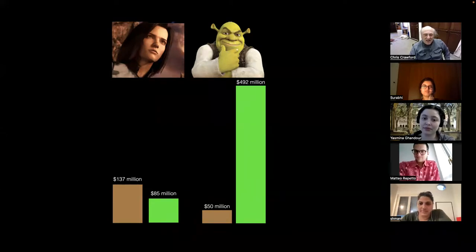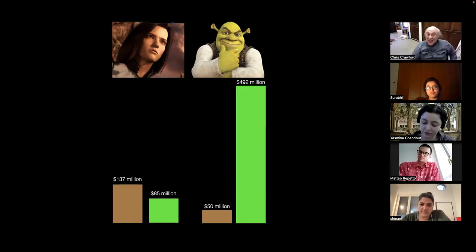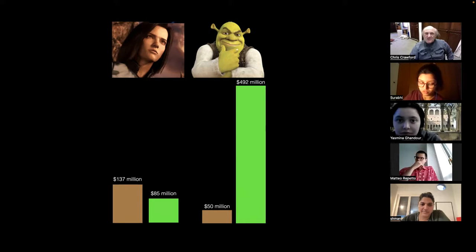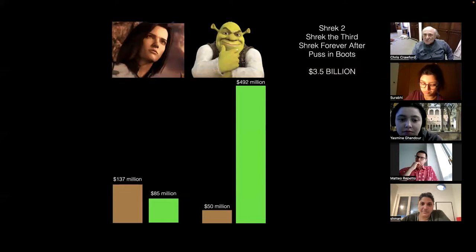And yet Final Fantasy earned only $50 million in revenue, which means that Final Fantasy lost $87 million, whereas Shrek had revenues of $492 million. To put it another way, going after good-looking faces is a waste of time and money. What's important is having characters who do interesting things.